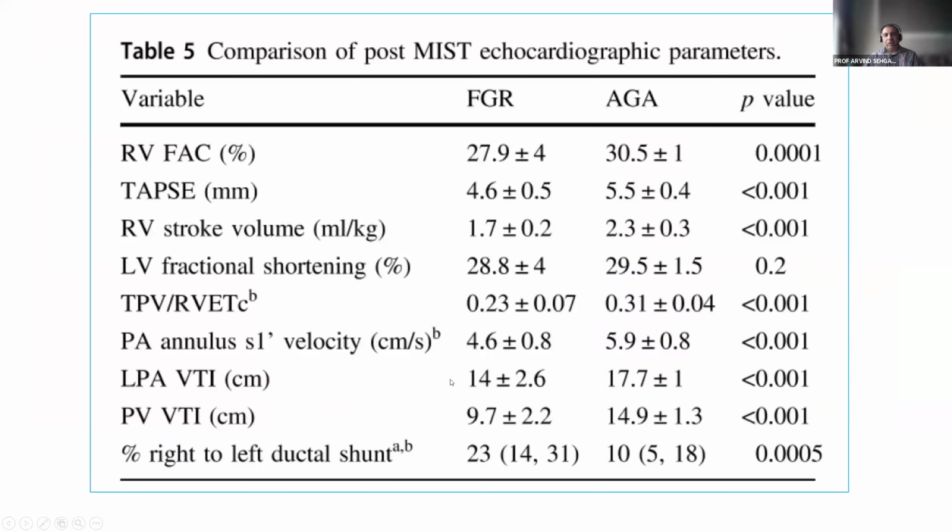And this table tells you comparison of post-surfactant echo parameters. You can see here, this started off in a very similar fashion in terms of gestation, antenatal steroids, pre-surfactant blood gases and all, but the post-surfactant echo parameters are significantly different. So essentially more compromised and less adaptability to interventions which have been done to improve the respiratory outlook.